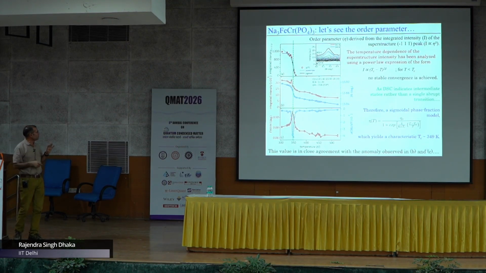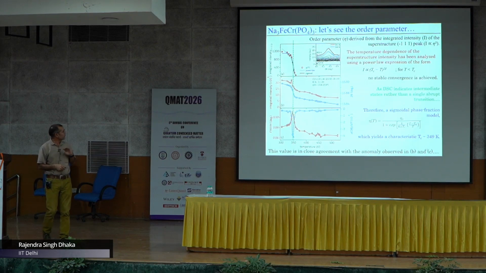Then this is the last slide. Here we have tried to understand the intensity. You can see the integrated intensity of this particular superstructure peak. I said that this disappeared at the transition temperature. So you can see, going from room temperature to high temperature, the intensity at the transition temperature disappeared. This is what we have plotted here.